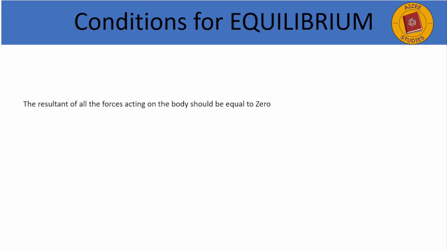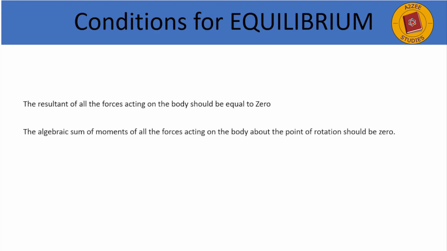Conditions for equilibrium. The resultant of all the forces acting on the body should be equal to 0. Whatever it may be, dynamic equilibrium or static equilibrium, the resultant of all the forces acting on the body should be equal to 0. The algebraic sum of moments of all the forces acting on the body about the point of rotation should be 0. So here it's a simple force equilibrium.